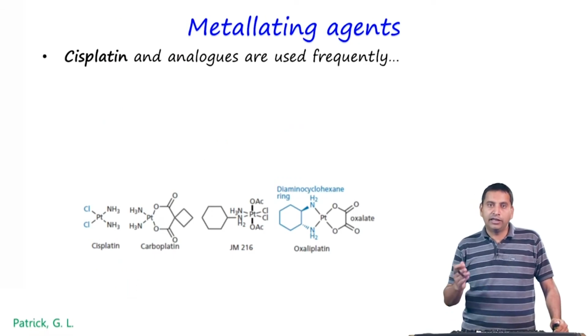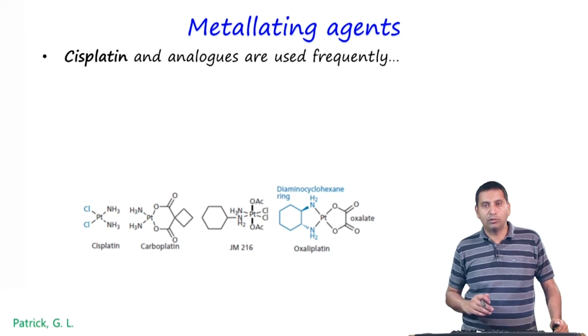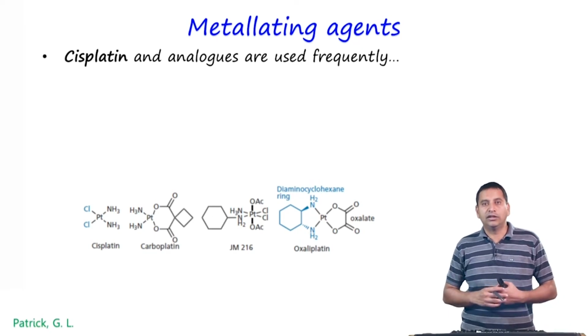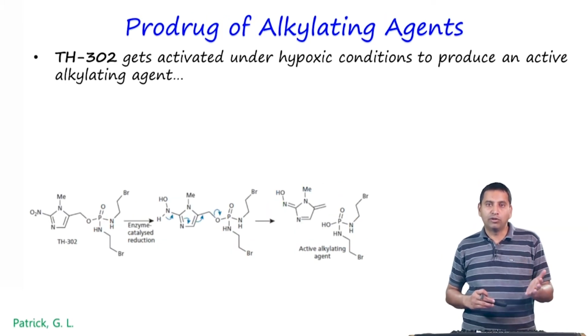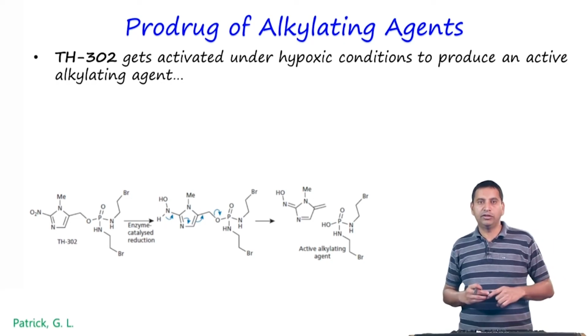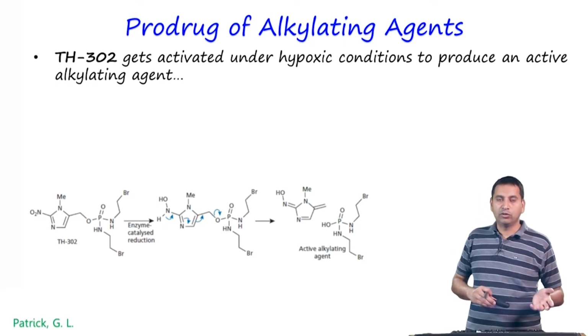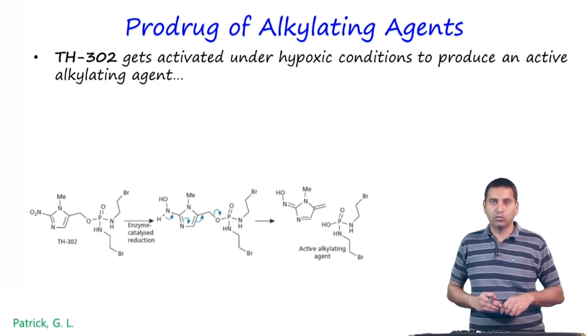There are also DNA alkylating agents such as cisplatin and the improved versions carboplatin and oxaliplatin, and these are very frequently used in the treatment of several cancers. Now, you could also have a prodrug of alkylating agents. We have looked at one example previously, but here we should look at another example, which is TH302.